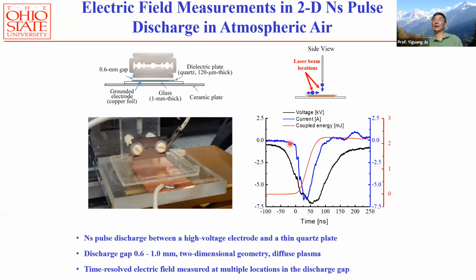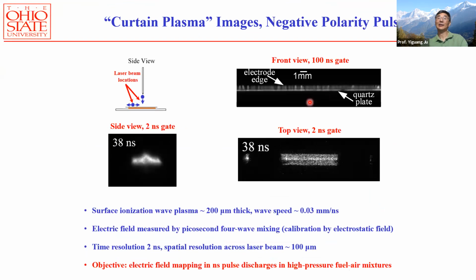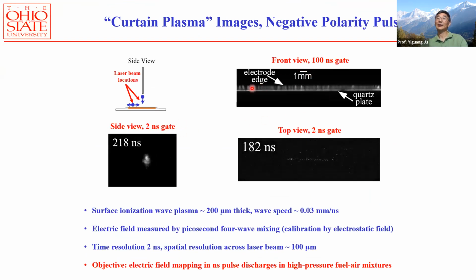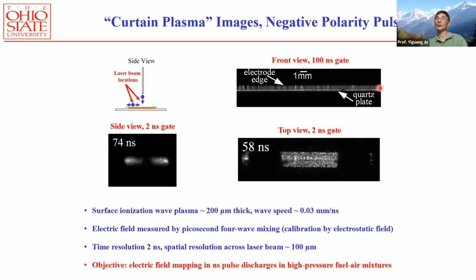This is the voltage and current you apply. The gap is about 0.6 to 1 millimeters, and so this is the experiment. You can see this is the front view. You can see the knife edge. This is at the surface of the DBD discharge of the quartz. You can see they generate this kind of discharge. And this is a side view.